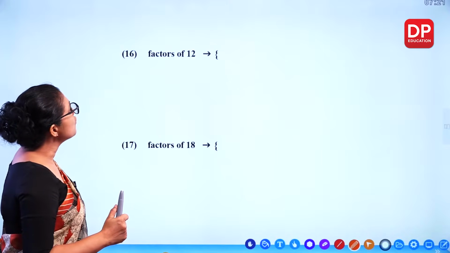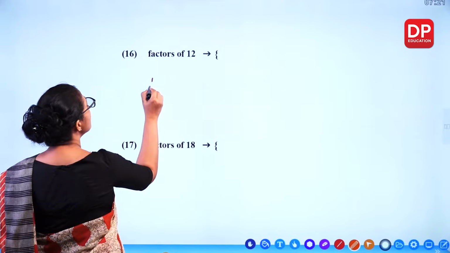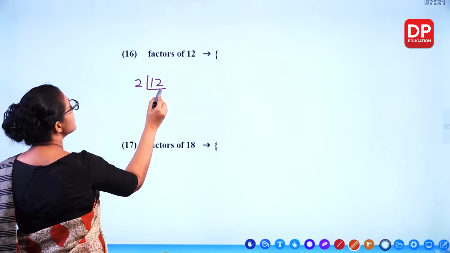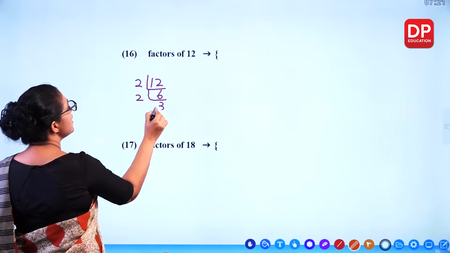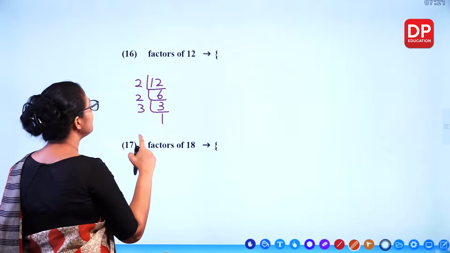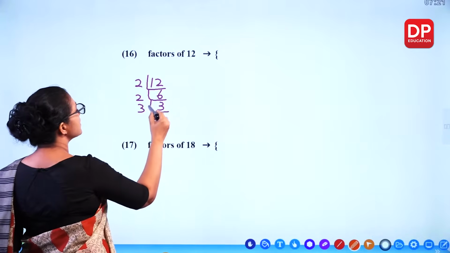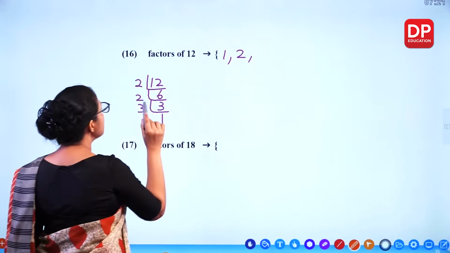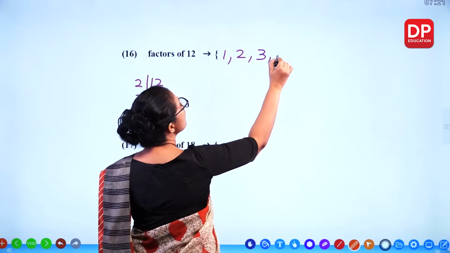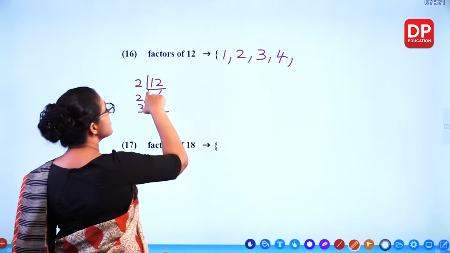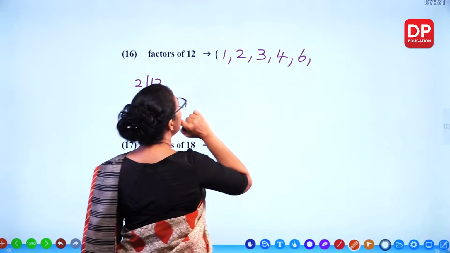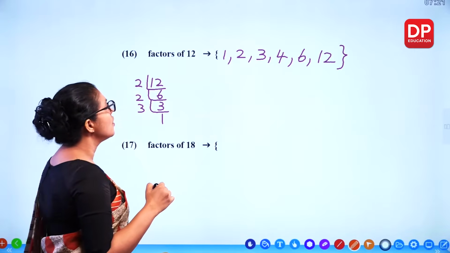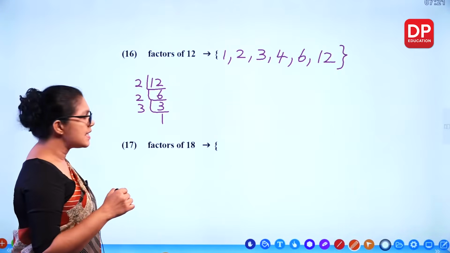So what are the factors of 12? If you can't figure out, you can divide also. 2 times 6, 2 times 3, 3 times 1. So what are the possible factors? 1. 2 times 6. 3 times 4. So 4 is also there. Then 6 times 2. And then 12 times 1. Factors of 12.